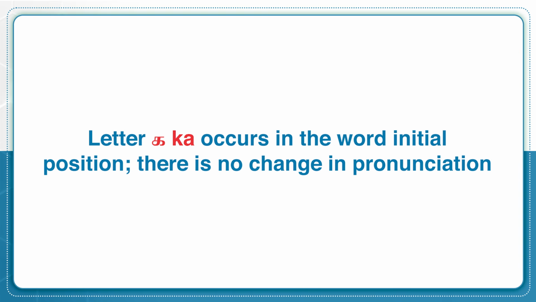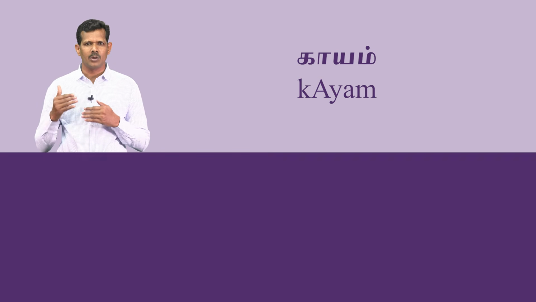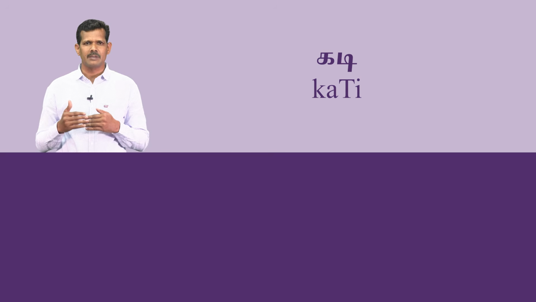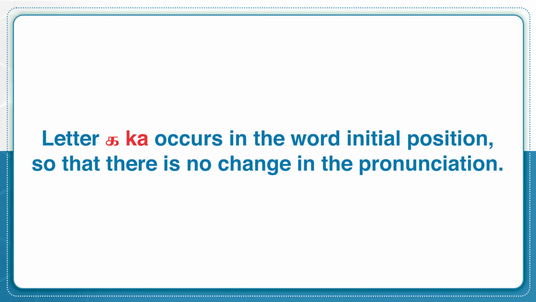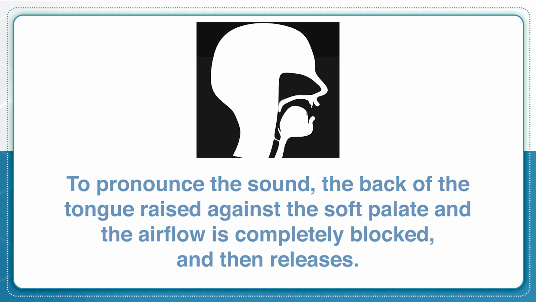Letter ka occurs in word initial position. There is no change in pronunciation. For examples, kattam, kayam, which means wound, kadi, which means bite. In the above examples, the letter ka occurs in the word initial position, so there is no change in the pronunciation. The sound ka is called velar stop.